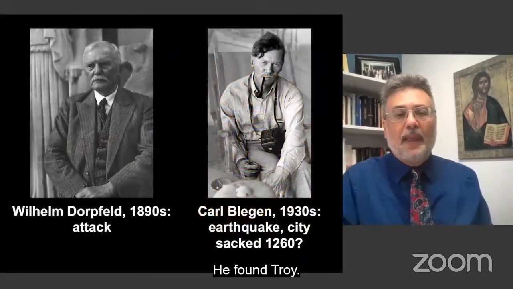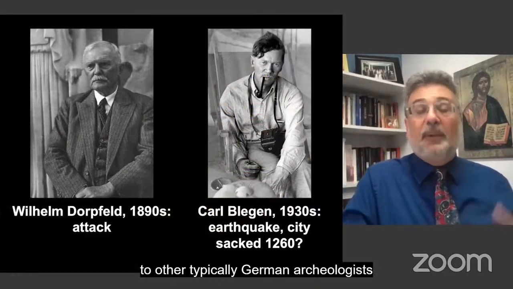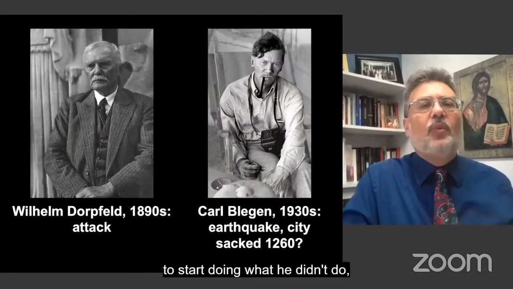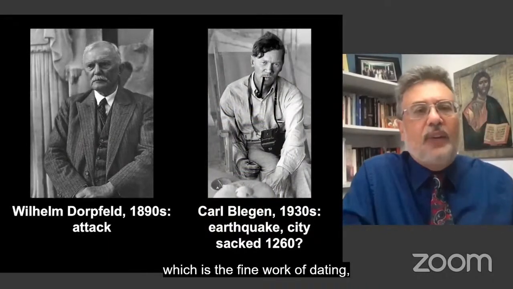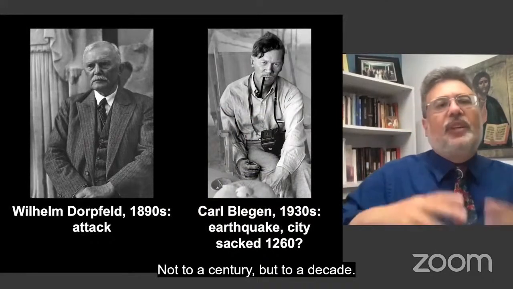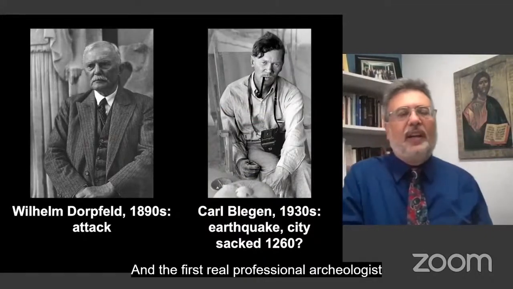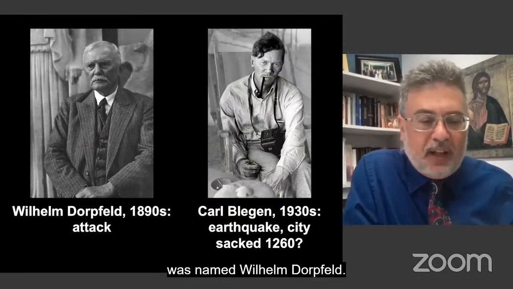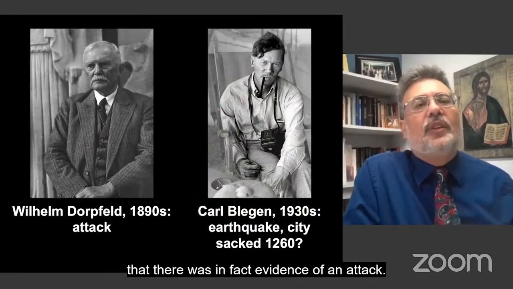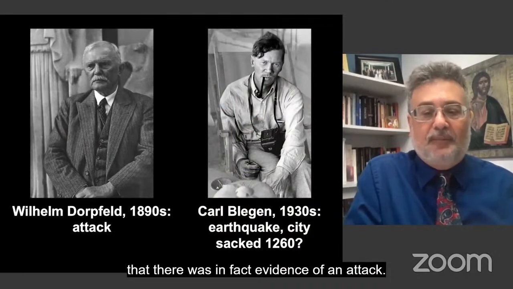He found Troy. It was left, however, to other, typically German, archaeologists to start doing what he didn't do, which is the fine work of dating, not to a 500-year period, but to a century, not to a century, but to a decade. And the first real professional archaeologist was named Wilhelm Dorpfeld. And in the 1890s, he came to the conclusion that there was, in fact, evidence of an attack.